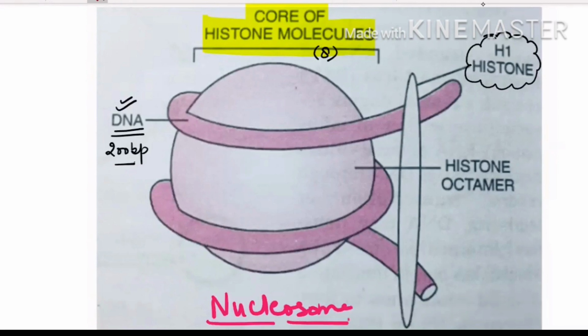Please note it carefully. This is again your question area. They draw this diagram and ask for labeling A, B, C, D. So you should know this is the core of histone molecules. This is your H1 histone, only H1. So we will say this is histone octamer if this labeling comes on this side. And this is your DNA.